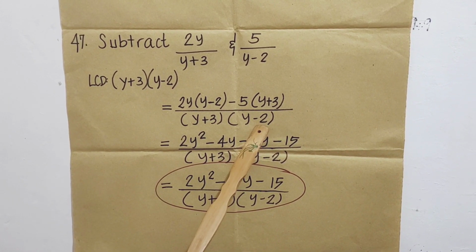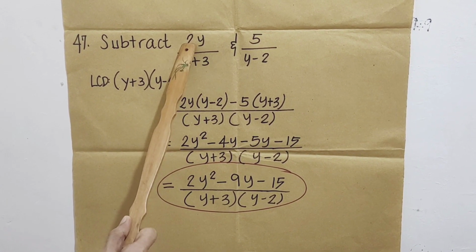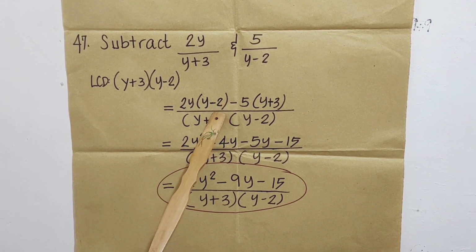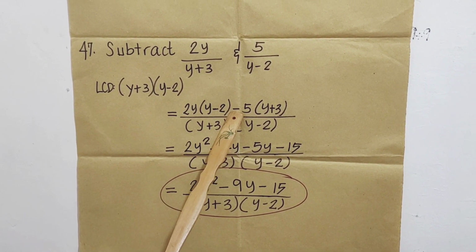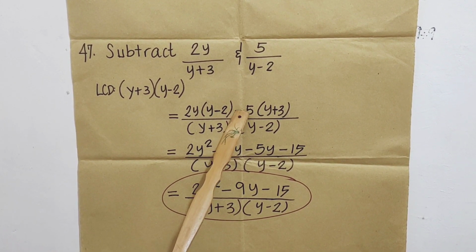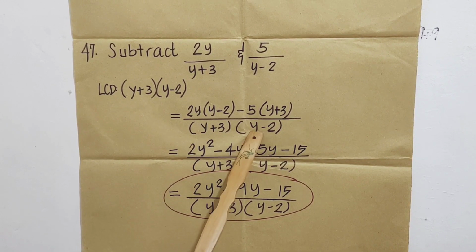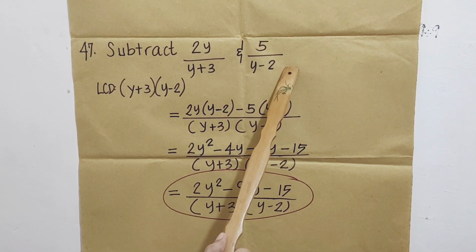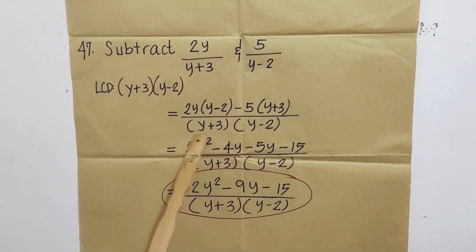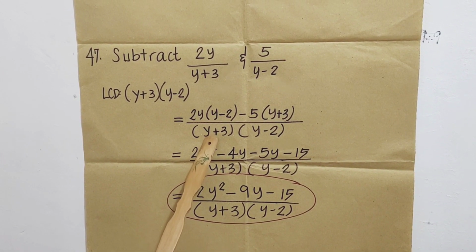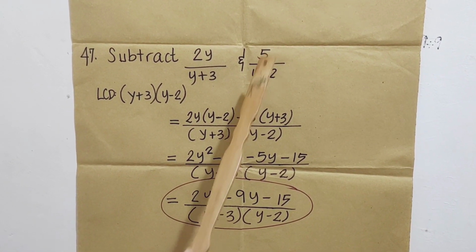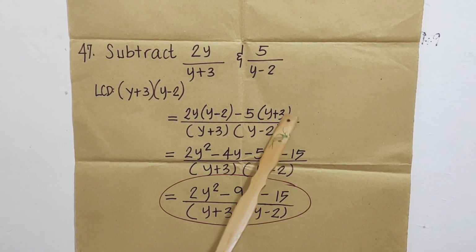Then y minus 2 is multiplied to the numerator. That's why the result is 2y times y minus 2. Then we write the symbol of subtraction. Then we divide again the LCD by the denominator of the second rational expression, the same, cancel, and the remaining is y plus 3, and this y plus 3 is multiplied to the numerator. Okay, negative 5 times y plus 3.